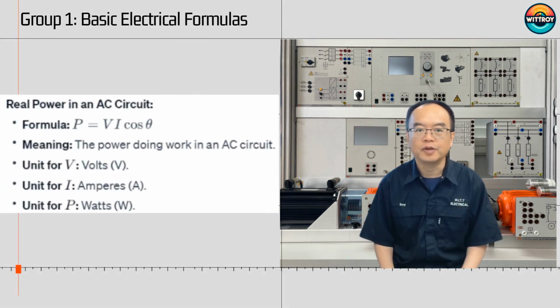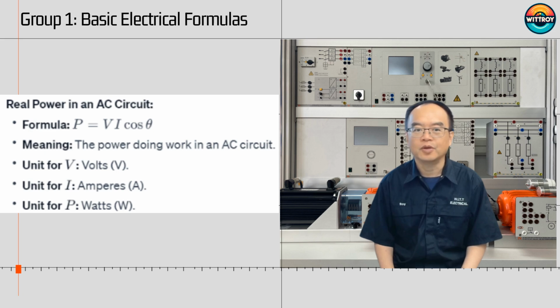First, let's look at the formula itself. The formula for real power in an AC circuit is P equals VI cos theta. This formula calculates the real power doing work in an AC circuit. Now, let's break down each variable in this formula. V, voltage, the potential difference that drives current through the circuit. The unit for voltage is volts.